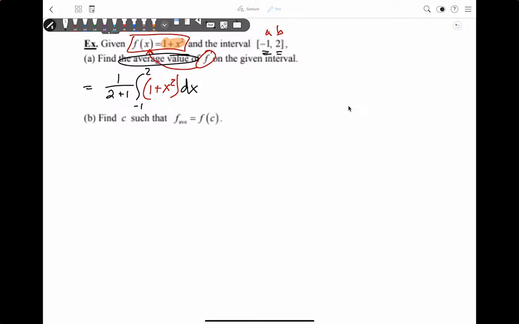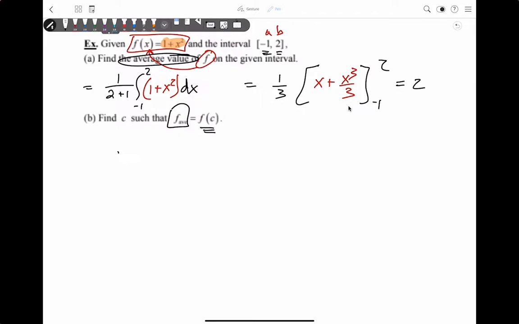So we'll get 1/3, and 1/3 is going to be on the outside. And then we're just going to have to do this by hand. The integral of 1 is x, plus x cubed over 3. And it is from -1 to 2. So that when you plug it in, you're going to get a final answer of 2. Okay, and I'm just doing that for the sake of time. And then find the c where the average value would be equal to f of c.